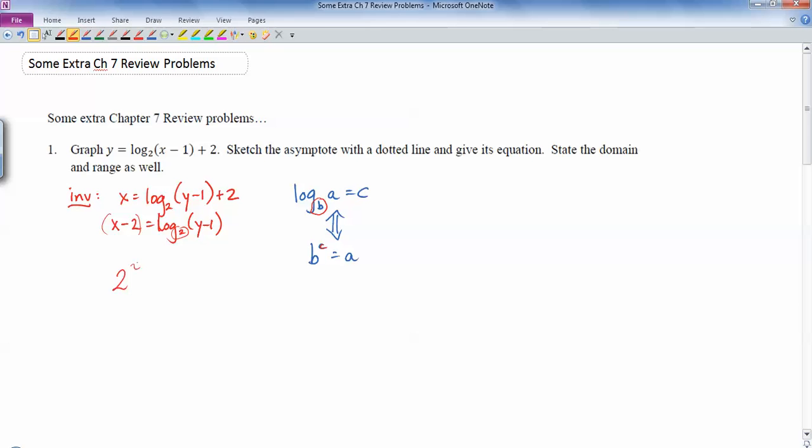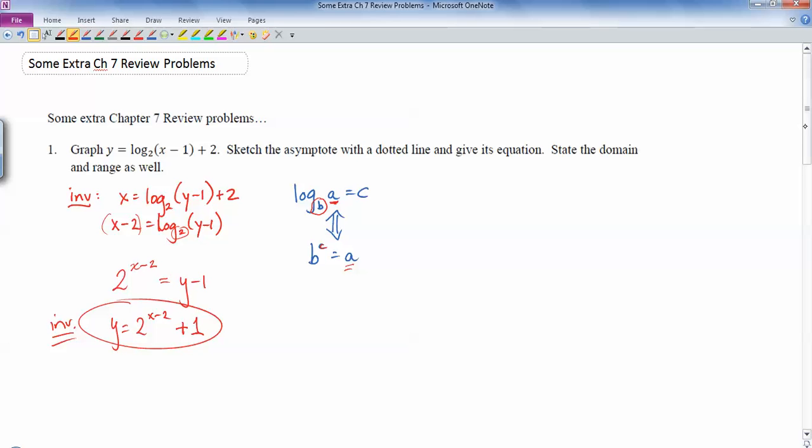So 2 to the x minus 2 equals, and then the thing inside the log is a. So that's what it equals. So I'm going to put y minus 1 here. And then if I add the 1 over, I've got y equals 2 to the x minus 2 plus 1. So here's the inverse, right? This is the inverse.